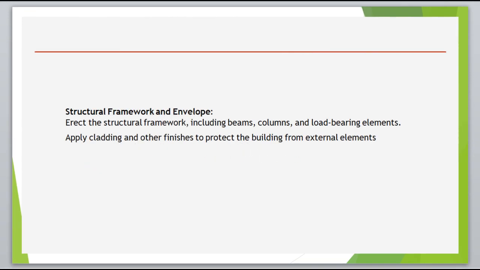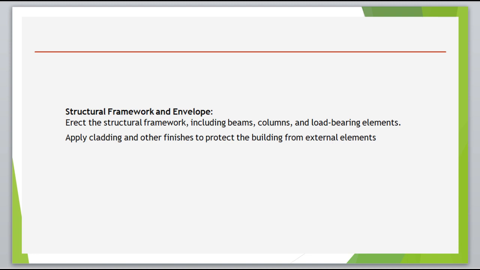Step 4 is structural framework and envelope. You erect the structural framework, including beams, columns, and load-bearing elements. Load-bearing elements can be walling or the columns. Then you apply the cladding and other finishes to protect the building from external elements. The cladding might be in terms of plaster or rendering.